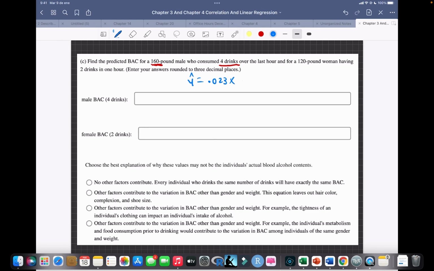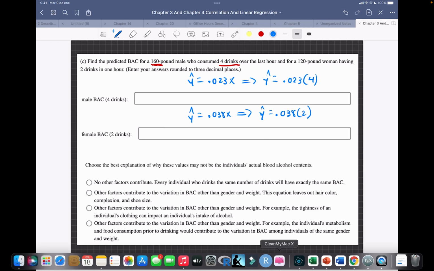So it will be 0.023 times 4 for male, and the one for women is 0.038 times x, which implies y hat equal to 0.023 times 4 here, and here y hat equal to 0.038 times 2. 0.023 times 4 is 0.092.